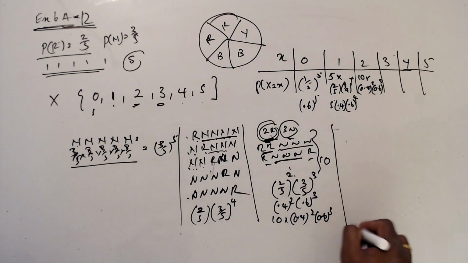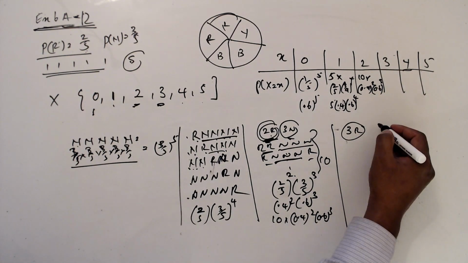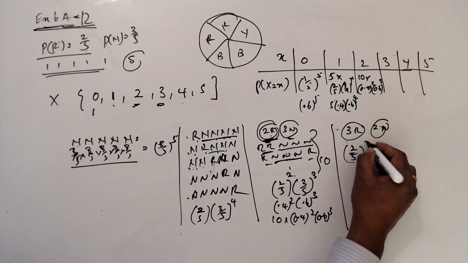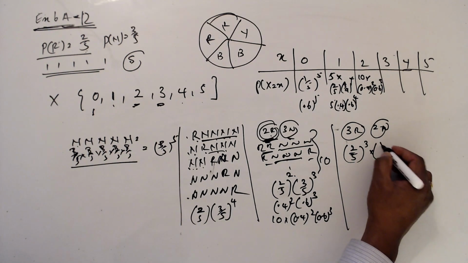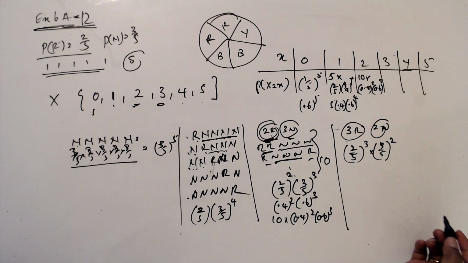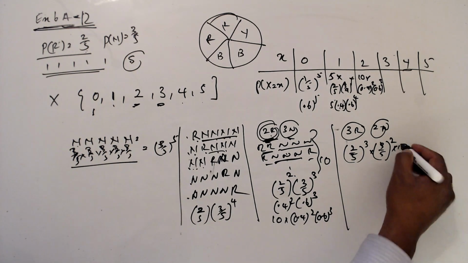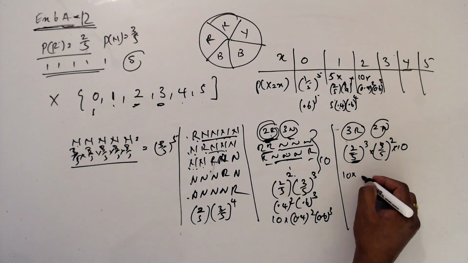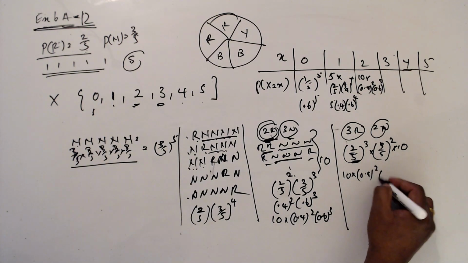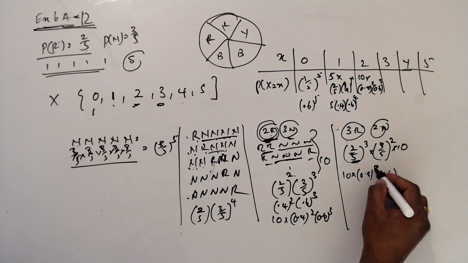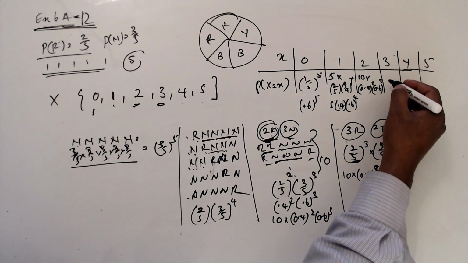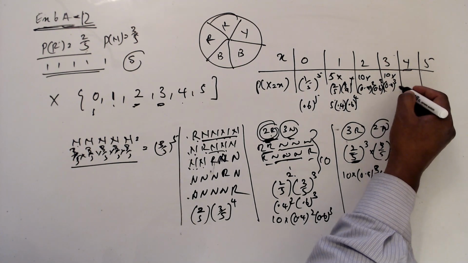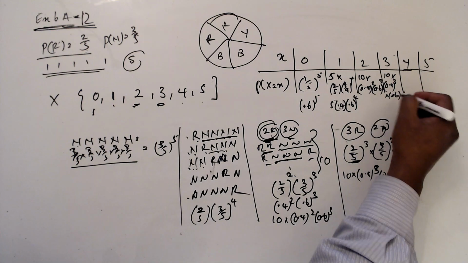Next one is 3 reds and 2 no's. It means 2 over 5 to the power 3 and 3 over 5 squared. How many times there? This is 10 times. So this is 10 times 0.4 cubed times 0.6 squared.